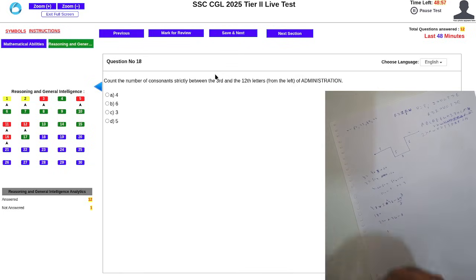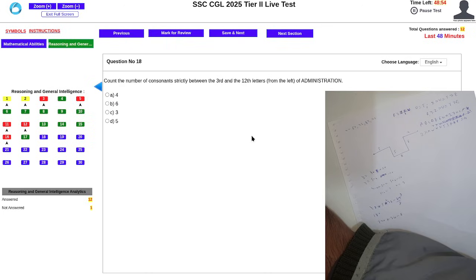Count the number of consonants strictly between third and 12th letters. Strictly between. Third, fourth, fifth, sixth, seventh, eighth, ninth, 10th, 11th, 12th. 1, 2, 3, 4, 5.